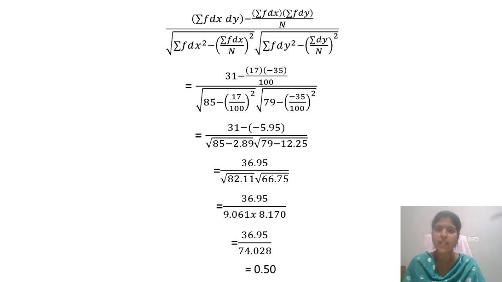Root of 79 minus 12.25 is nothing but 8.170. When you multiply 9.061 into 8.170, it is 74.08. Then 36.95 divided by 74.08 is equal to 0.50.